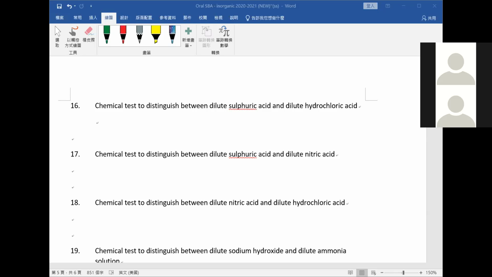Sorry. What are the observations of the two? The HCl one has chloride ion, so there should be white precipitate. And the other one has no observable change. Agree. Is that right? I think so, yes. Agree. How about the others?